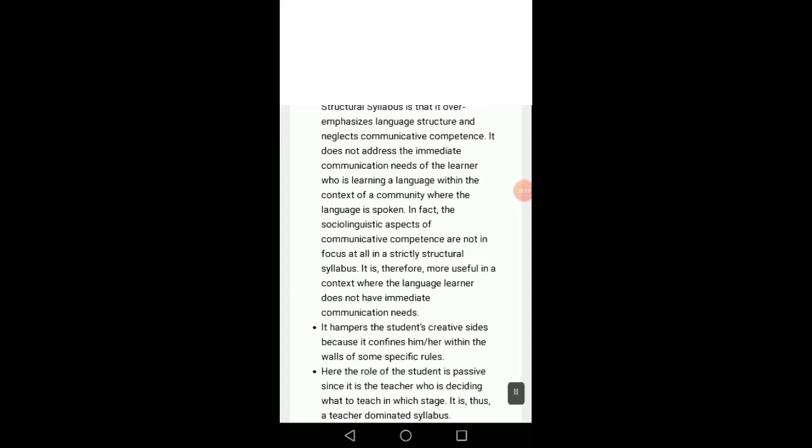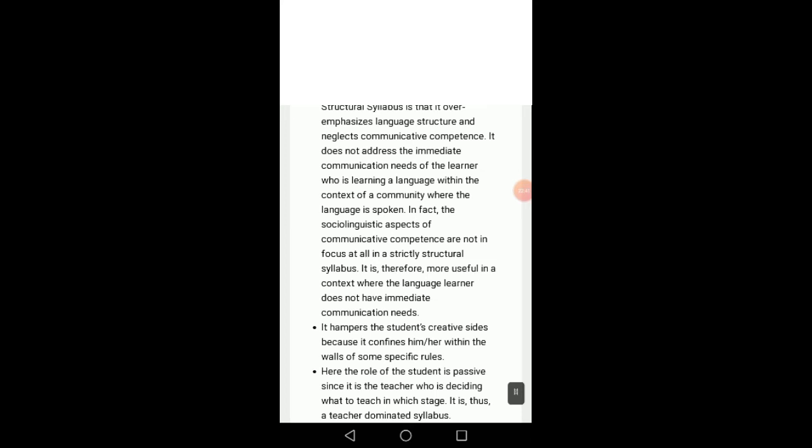It is therefore more useful in the context where the language learner does not have immediate communication needs. It hampers the student's creative side because it confines him or her within the walls of some specific rules. Okay, students are given rules, so the creative side of the student is hampered and checked.